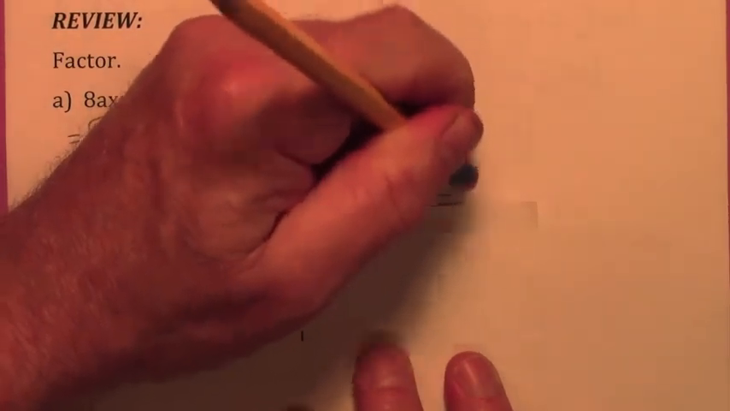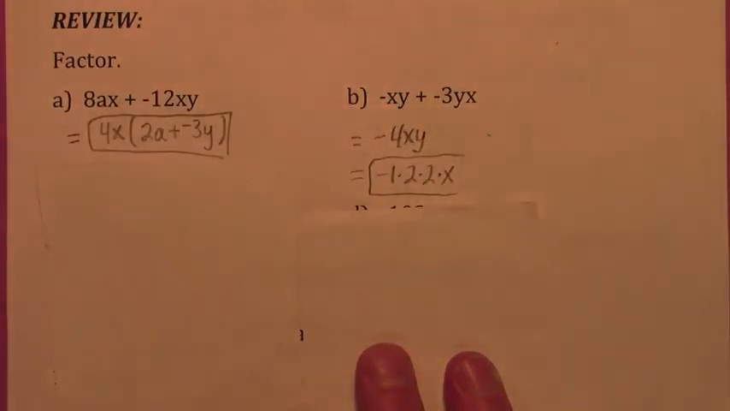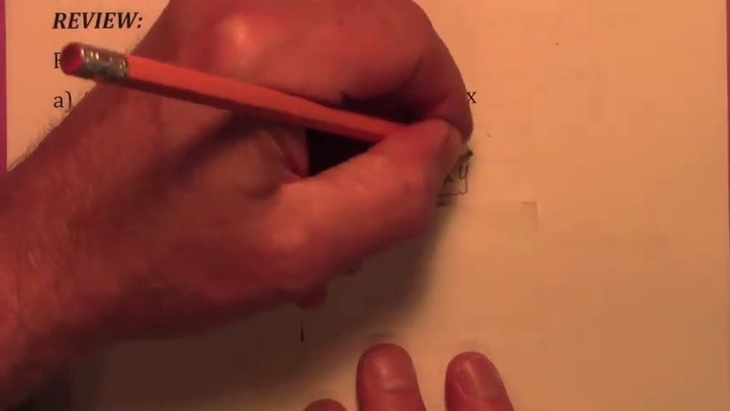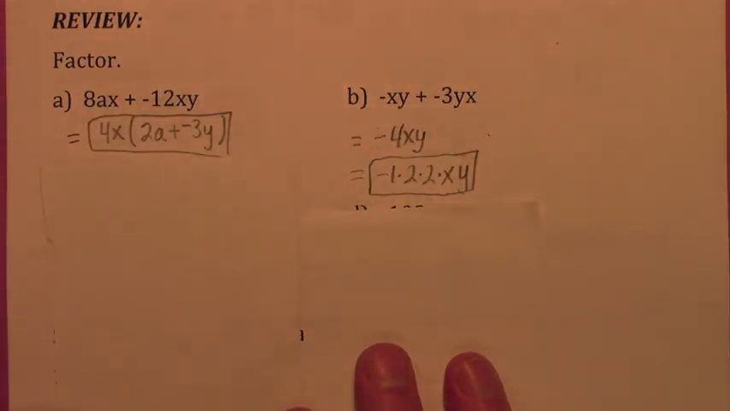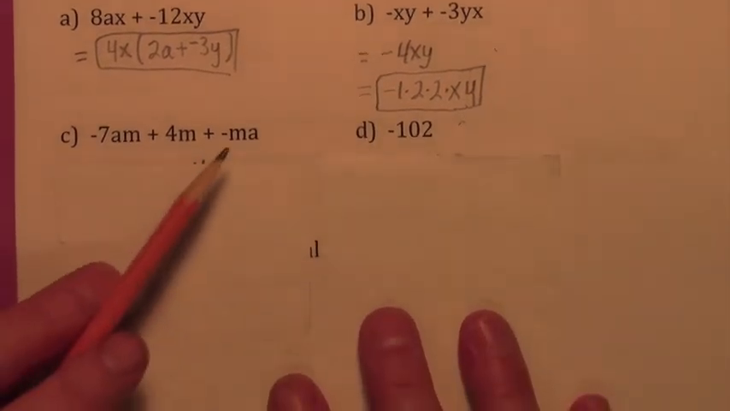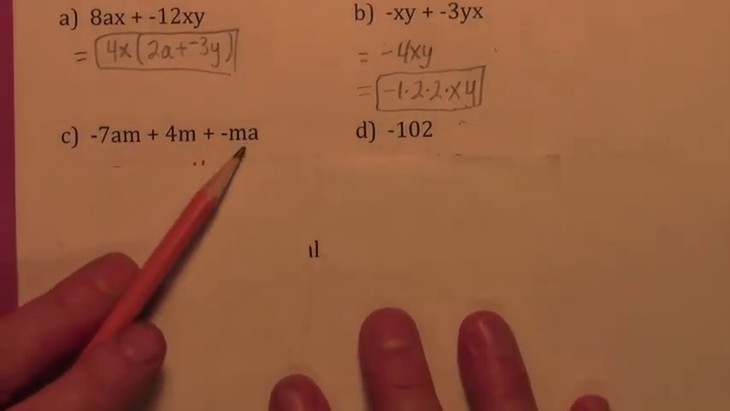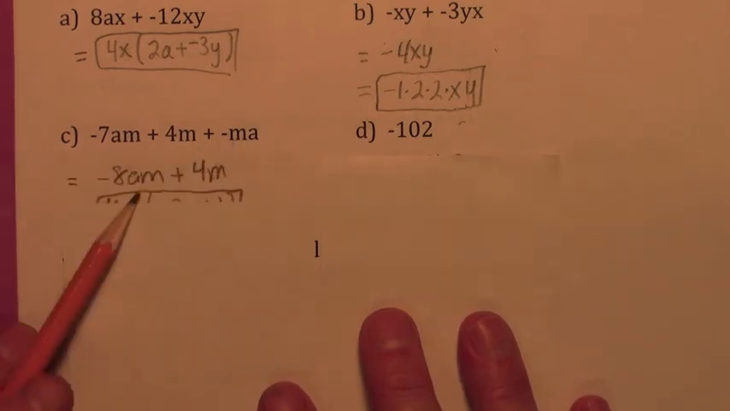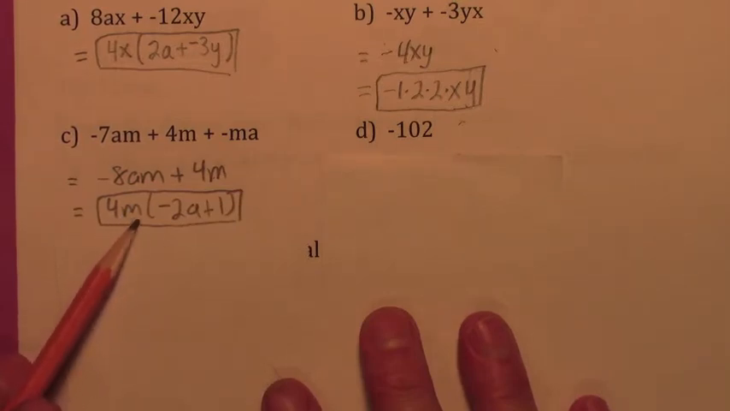So the final answer is negative 4xy, and I wrote it as negative 1 times 2 times 2 times x times y. There you go. All right, on this one, same idea, did you recognize that you have some like terms here? If you switch the order and write this in alphabetical order, this is negative am plus negative 7am, which is negative 8am. Then your greatest common factor, I believe, is 4m, and you get 4m times the quantity negative 2a plus 1.